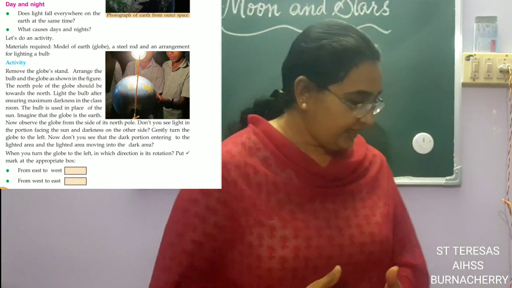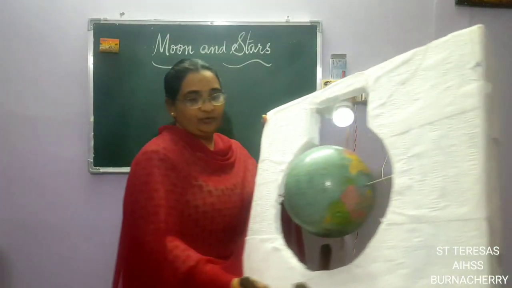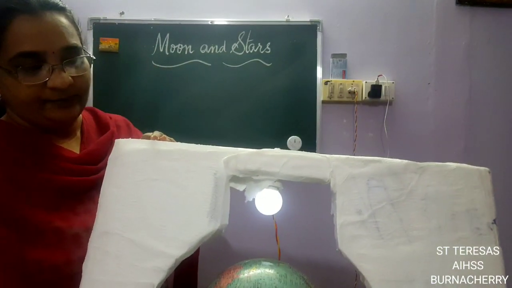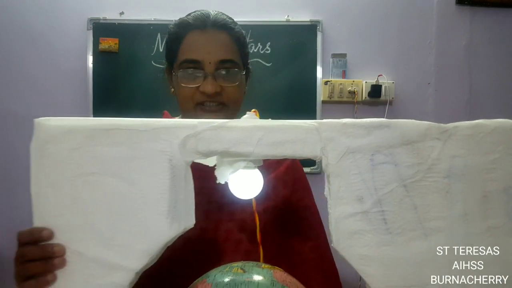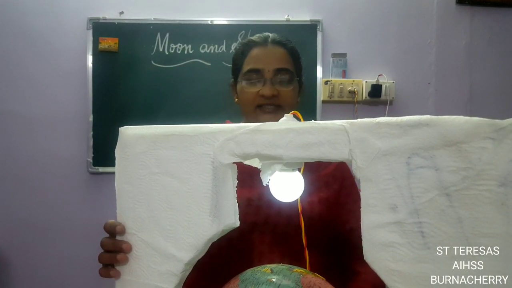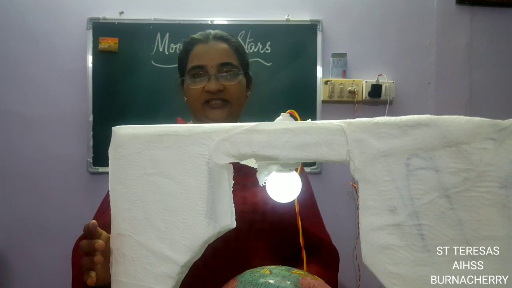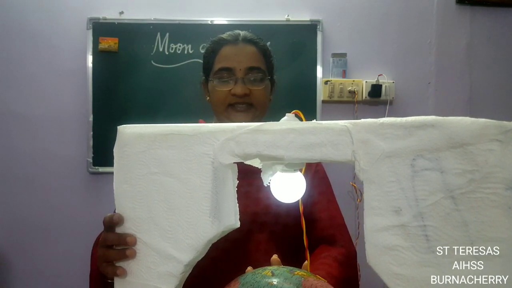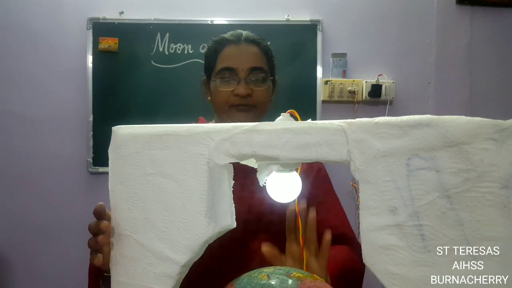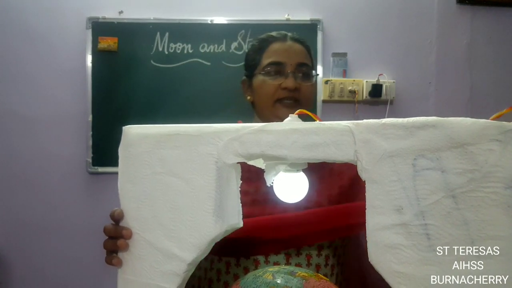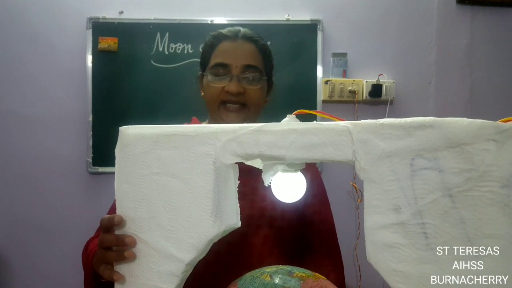For that, I have made a certain thing here. We are going to do this experiment of the formation of day and night to see how day and night is caused. Before that, I have already attached a globe here in the center, and I have kept a bulb on top. But we won't know this because there is light in the room. So we are going to put off the light and see.